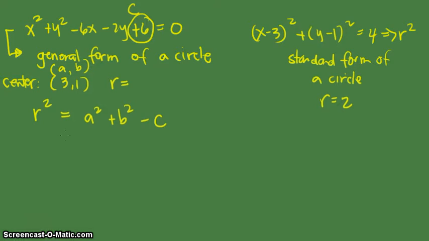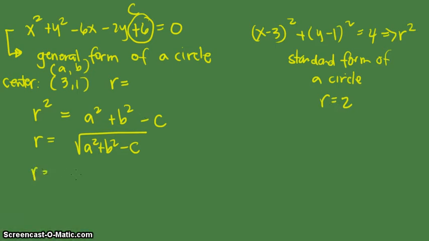Let's check. r, by the way, will become the square root of a squared plus b squared minus c. Mathematically this is plus and minus, but r is a positive number because it's a radius, so we don't need to put the minus sign. Let's check if this formula will work and the radius will be equal to 2.